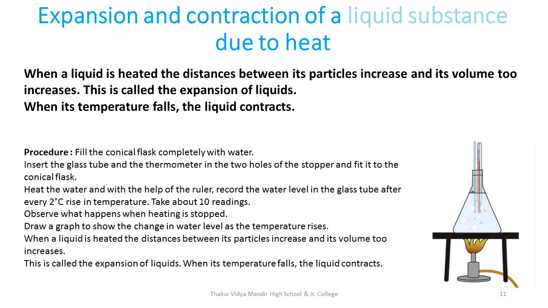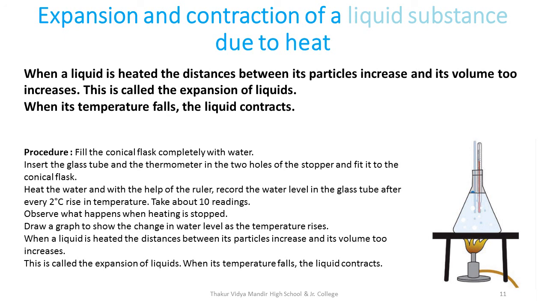Insert the glass tube and thermometer in the two holes of the stopper and fit it to the conical flask. There is a stopper that will cover the top part of the conical flask. There will be two holes in it. In one hole you will fit the thermometer, in the second one you will fit a glass tube.